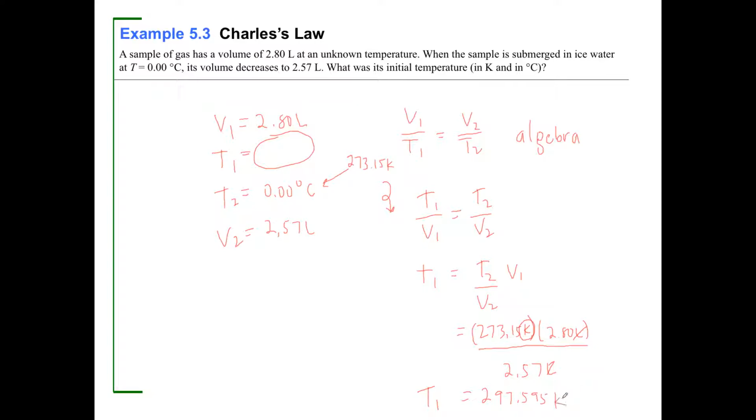297.595 kelvins. And you know what? I got to do the sig figs here, okay? There's 5 sig figs here, 3 sig figs here, 3 sig figs here. So all I can say is to 3 sig figs. So it looks like T1 is equal to 298 kelvins. Looks like this is roughly room temperature. 298 kelvins. Okay.